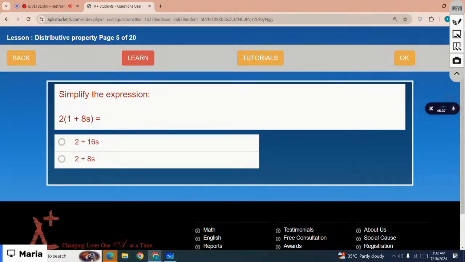Simplify 2 times 1 plus 8x, which is the correct option. That is 2 plus 16. Yes, option number 1 is the correct option.